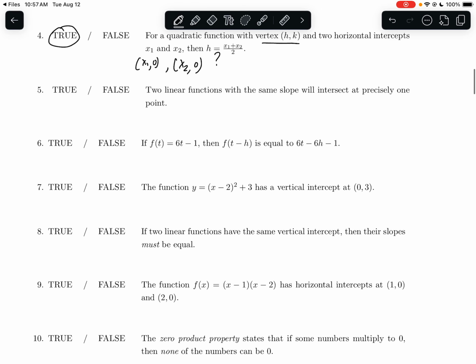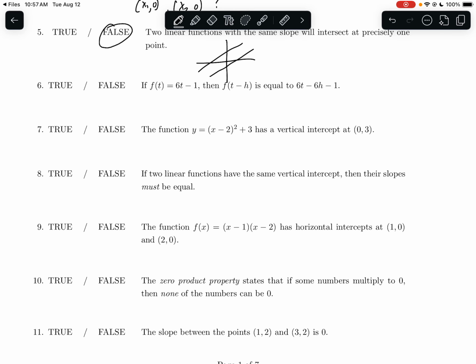Okay, next, 2 linear functions with the same slope intersect at 1 point. Well, what do 2 functions with the same slope look like? Something like this, and they're parallel lines, so they never intersect, so it's false.